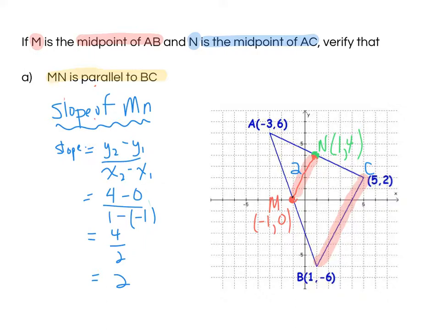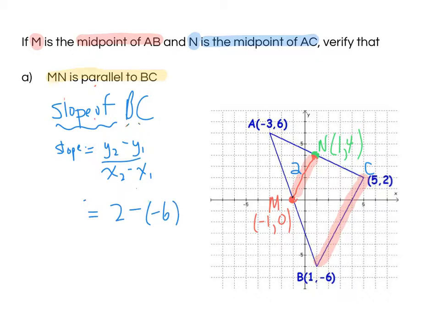And now I need to do the whole same thing, except in this case, I'm going to do that for BC instead of MN. So I'm going to erase this little bit here, just to save a little bit of time. And the slope of BC, I'm going to use C as my x2, y2. So 2 take away negative 6 divided by 5 take away 1 will give me 8 divided by 4, which also works out to 2.